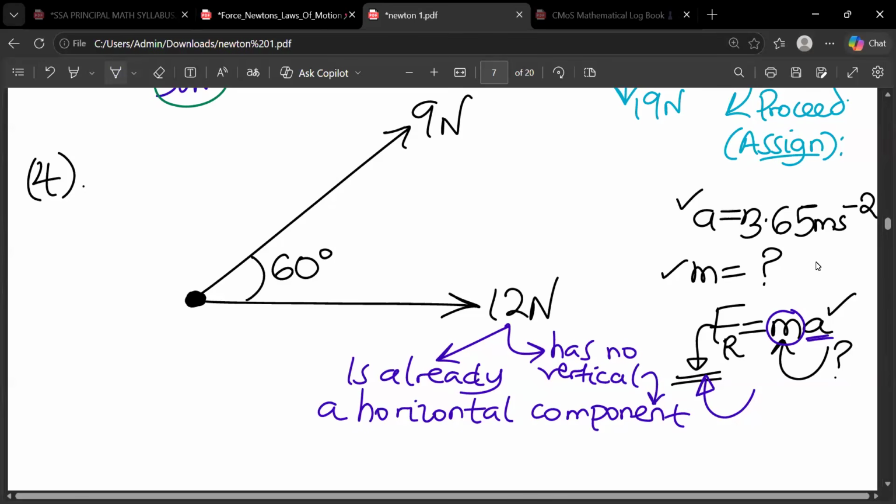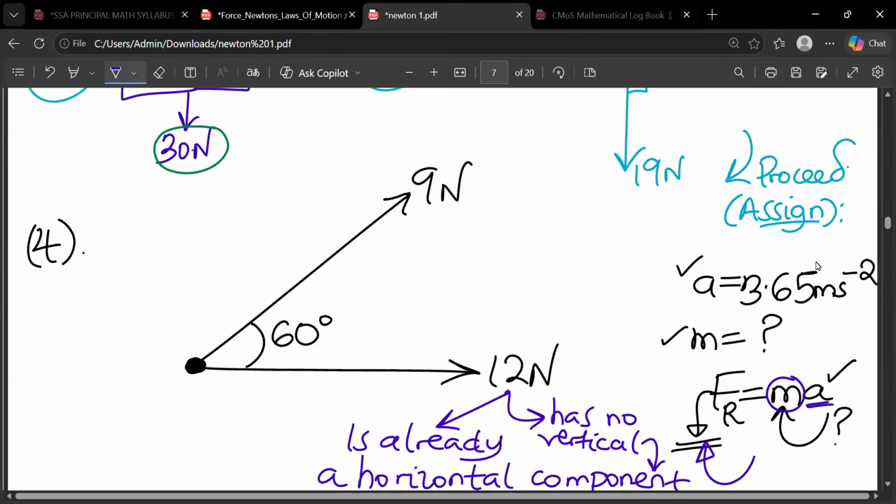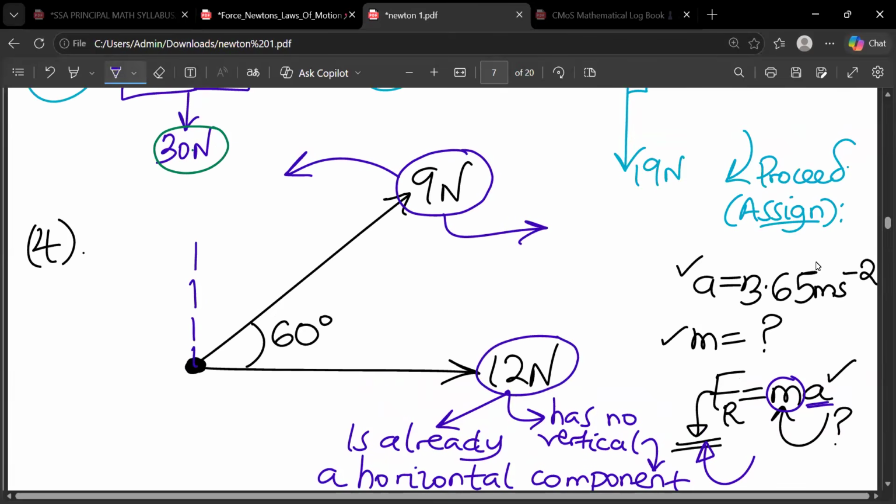But when you look at this 9, it is a bit weird and it's creating a lot of questions. If you've been a good student at resolving, you can see something fishy. You realize that this 9 can be resolved vertically and the same 9 can be resolved horizontally. Only the 9. This 12 can't because it is already in the horizontal plane. You cannot force it to become vertical.